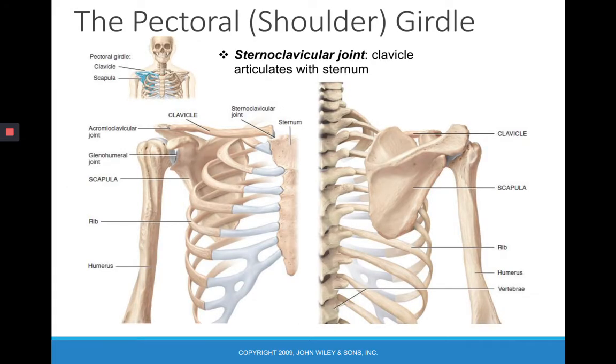So here's just another view of the pectoral girdle. We looked at the scapula. You can see the acromion a little bit behind the coracoid. Here's the clavicle attaching to the clavicular notch via the sternoclavicular joint, and then attaching to the acromion via the acromioclavicular joint. Then you can see the ribs are in front of the scapula, but the head of the humerus is at the glenoid fossa or glenoid cavity.